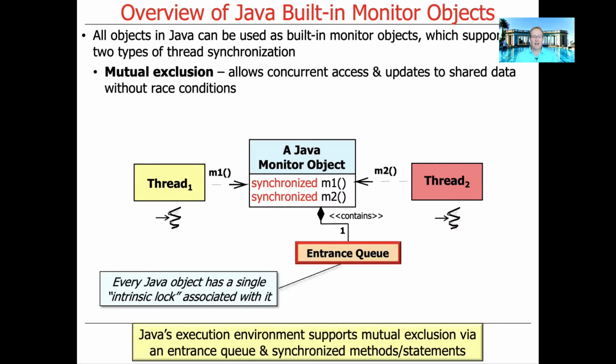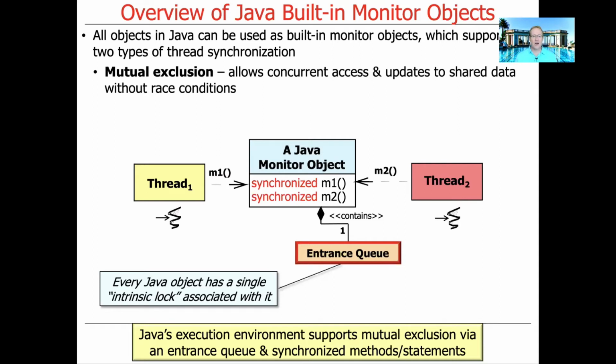Every Java object has a single so-called intrinsic lock that's associated with it. So whenever you make a new object for a class that is going to extend either directly or indirectly the java.lang.Object superclass, then you bring along with it this concept of an intrinsic lock. And this intrinsic lock is used to basically provide something called an entrance queue, which, as the name suggests, will be a queue of threads that are trying to enter the critical section. And of course, only one of those things can come in at a time.